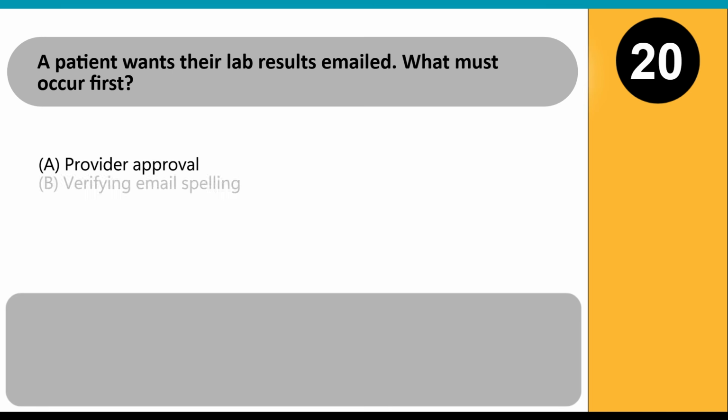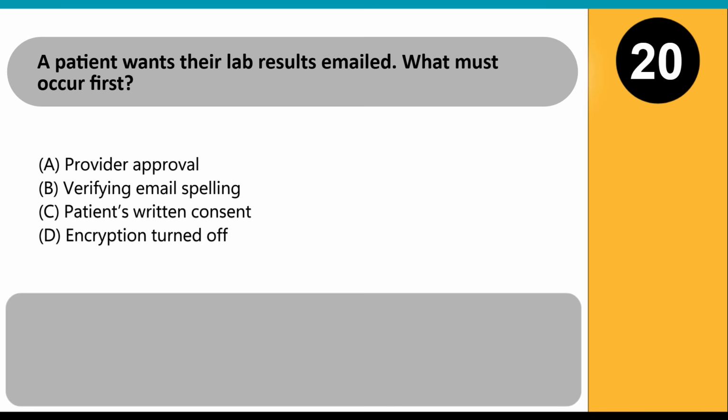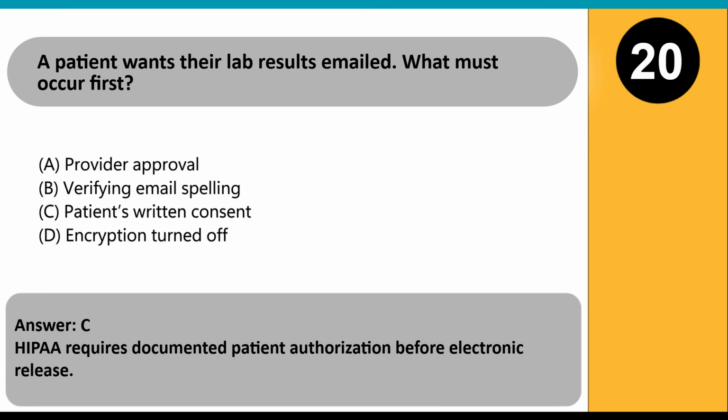A patient wants their lab results emailed. What must occur first? A. Provider approval. B. Verifying email spelling. C. Patient's written consent. D. Encryption turned off. Answer: C. HIPAA requires documented patient authorization before electronic release.